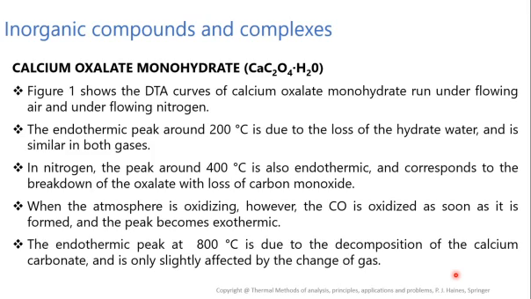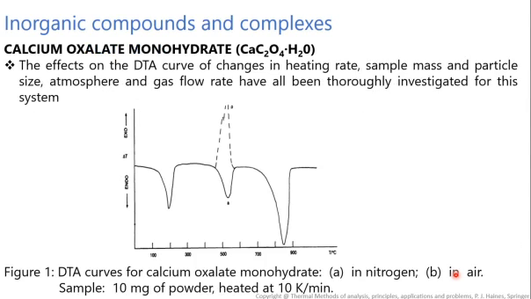And when the atmosphere is oxidizing, however, the CO is oxidized as soon as it is formed and the peak becomes exothermic. So the endothermic peak at 800 degrees Celsius is due to the decomposition of calcium carbonate and is only slightly affected by change of the gas. The effect on the DTA curve of changes in the heating rate, sample mass, particle size, atmosphere, and gas flow rate have all been thoroughly investigated for this system.